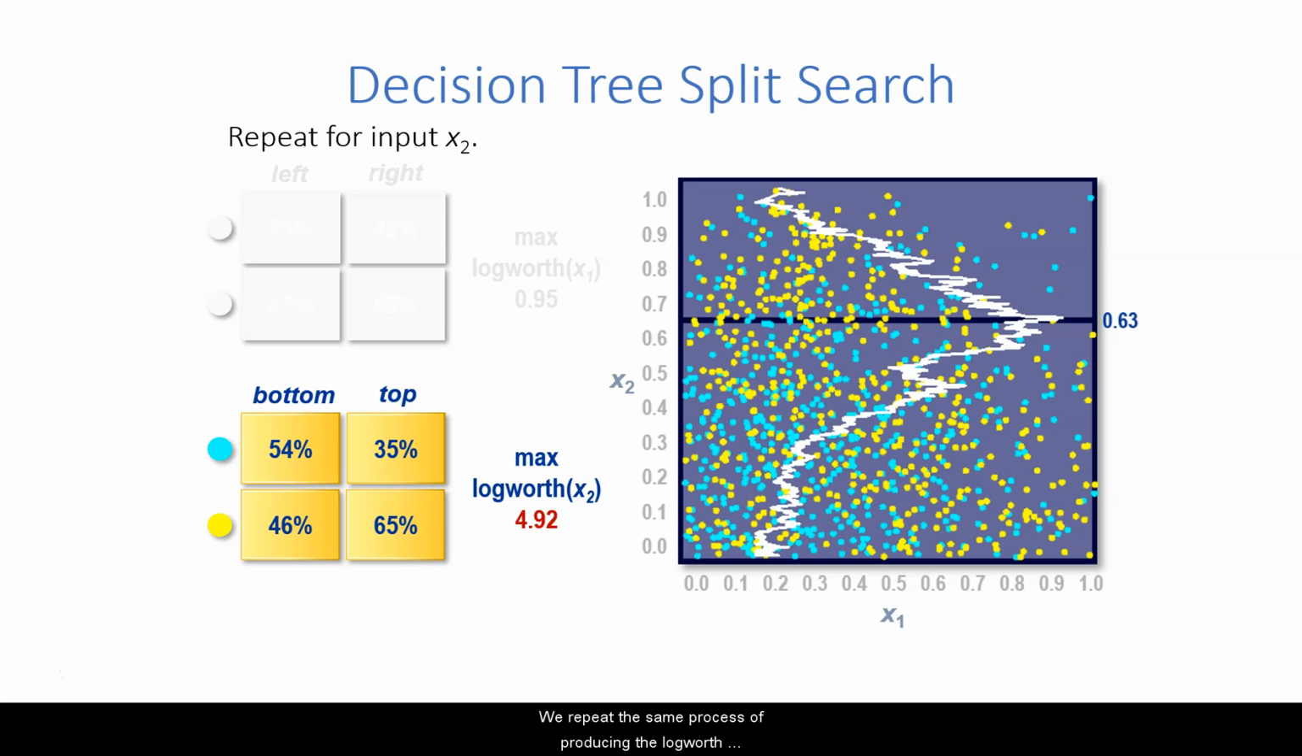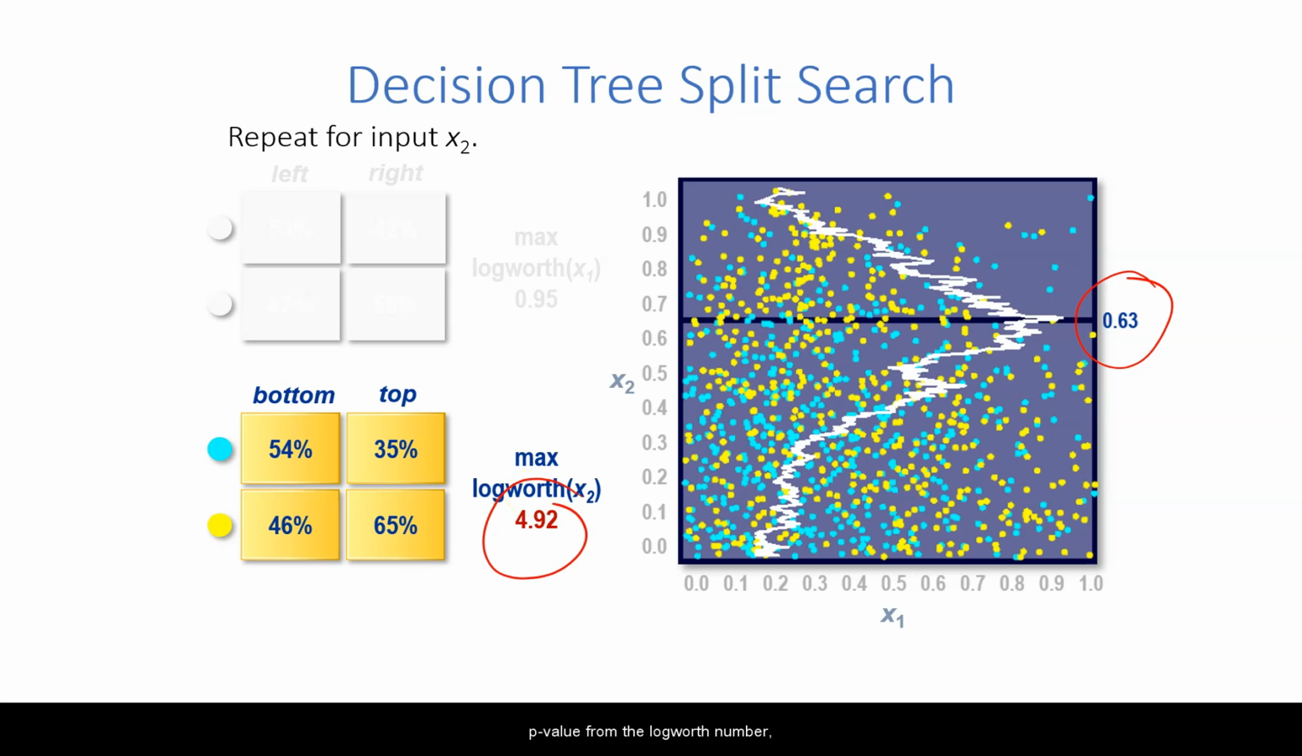We repeat the same process of producing the log-worth values for all candidate split points along X2, and plot the log-worth values using a white curve. The highest point appears to be at X2 equal to 0.63 with a log-worth value of 4.92.